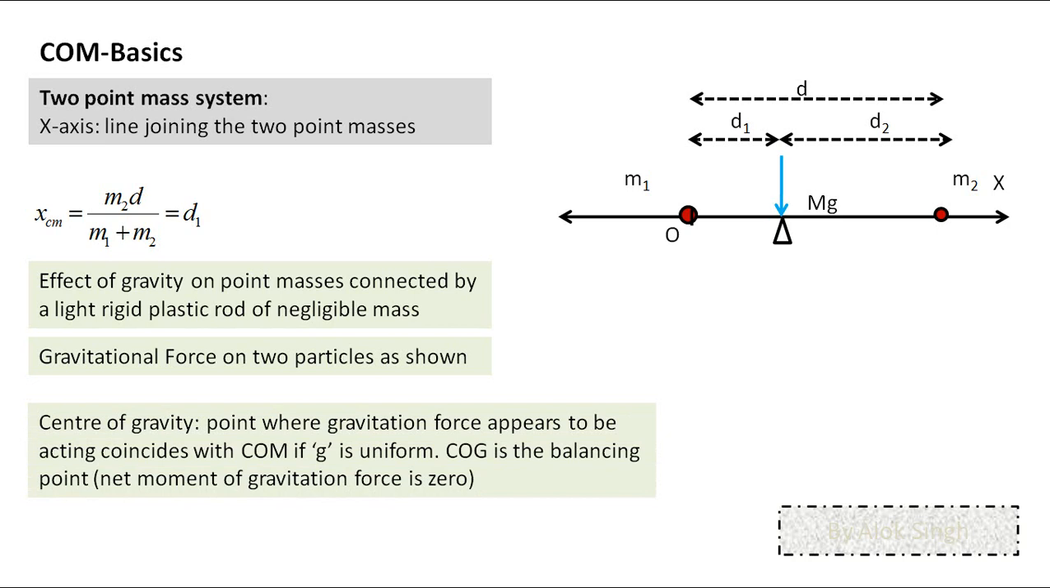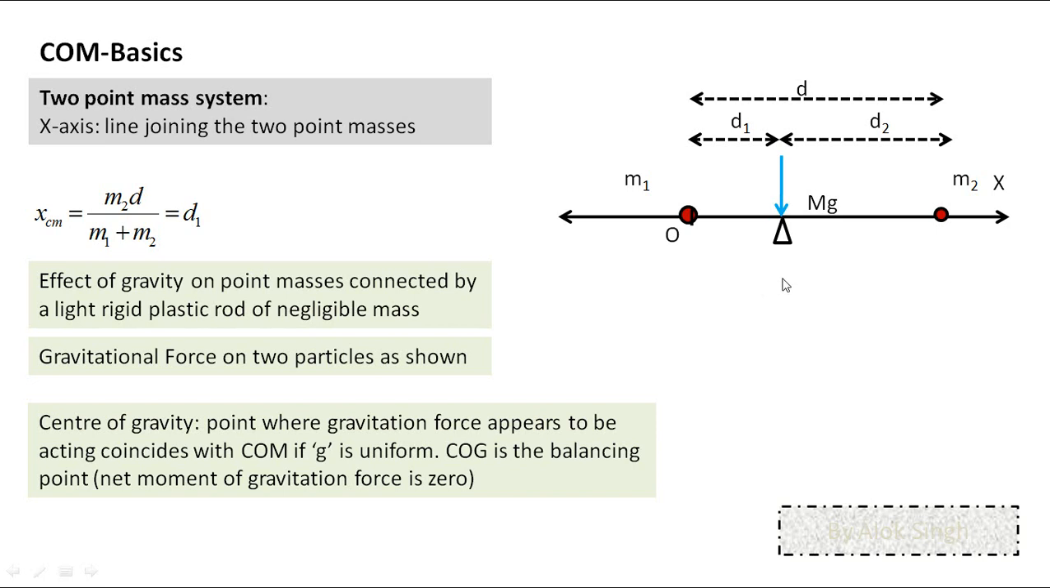What is center of gravity? It is a point where the gravitational force appears to be acting. It coincides with the center of mass if g is uniform. So if g at this point and this point are the same, in that case the center of mass and center of gravity will be the same, which is the case in most cases, unless the object is so large that gravitational g is not uniform.